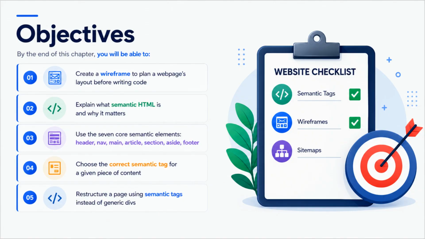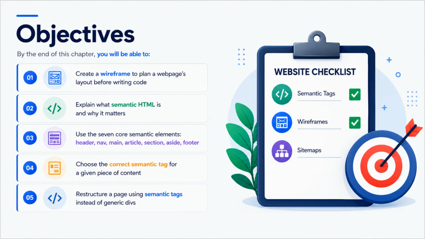These are your 5 targets for the chapter. Notice the verbs: create, explain, use, choose, restructure. That last one, restructure, is the giveaway that this chapter builds on something you already have. You're not starting from scratch. You're going back to the Chapter 1 page and rebuilding it properly.